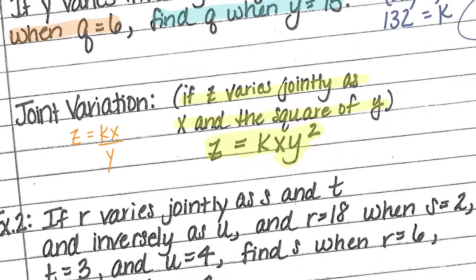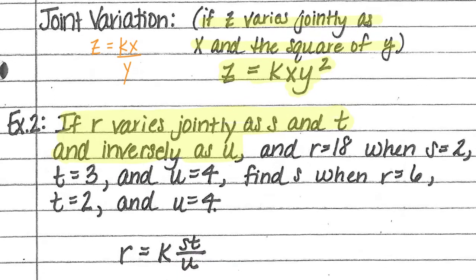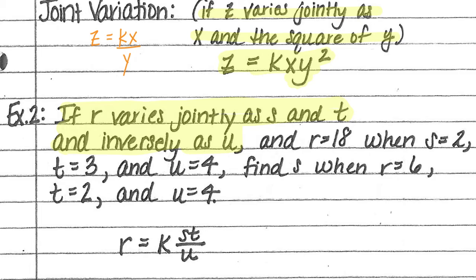So let's go ahead and look and see if we can figure out an equation for this one. It tells us if r varies jointly as s and t and inversely as u. So the first thing we need to figure out is, can we write an equation here? Remember, we're going to go straight across. So we're going to have r equals k times s times t, and that inversely we're going to go ahead and put under the vinculum. So let's go ahead and do our first and second scenario.